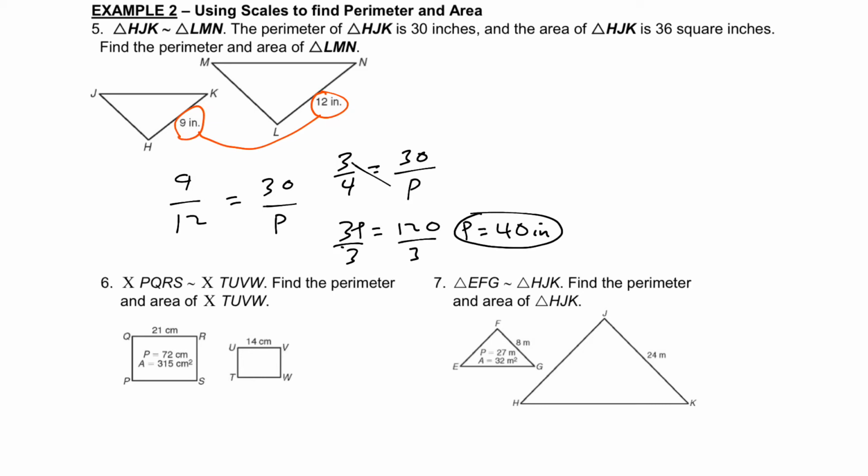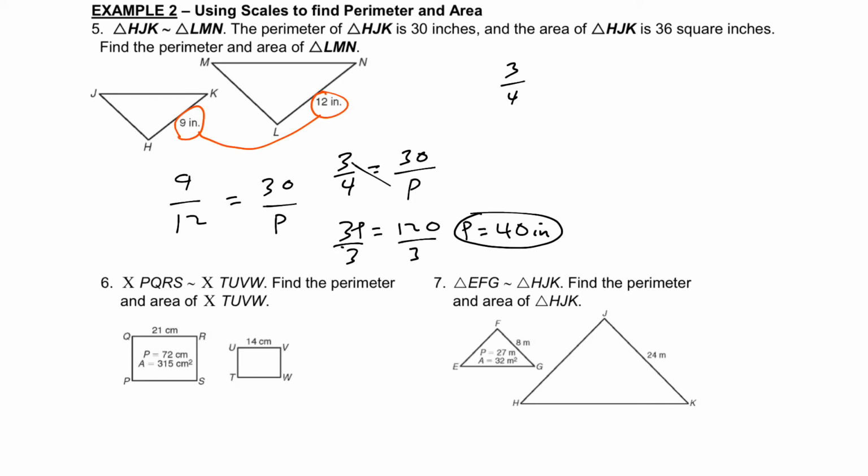Well, the other thing we have to do with this one is we need to find the area of the large triangle. So in order to do that, we're going to use our same scale factor again. So that's going to be 3/4. But remember now, when we set up this proportion to solve for the area of the large triangle, we need to square our scale factor.